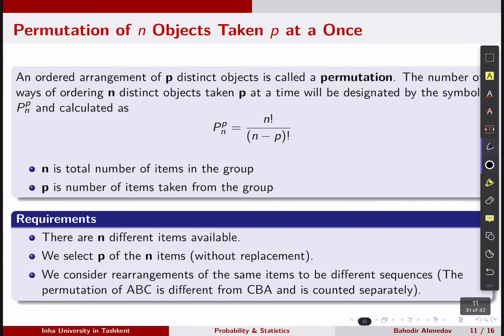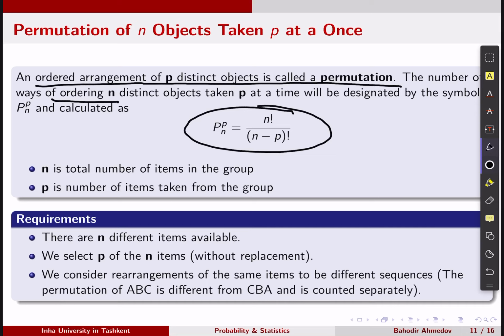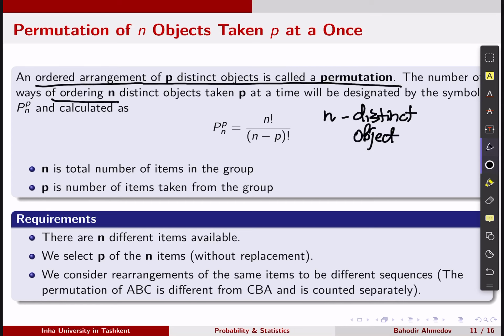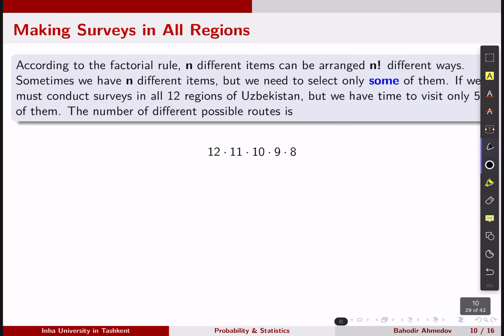So the ordered arrangement of the p distinct objects is called the permutations. The number of the ways of ordering n distinct objects taken p at the time will be denoted like this. So let me explain to you what it means. It means that if you have n distinct objects, what we need to do is choose p of them. So the number of the ways of choosing p out of n is going to be called the permutations.